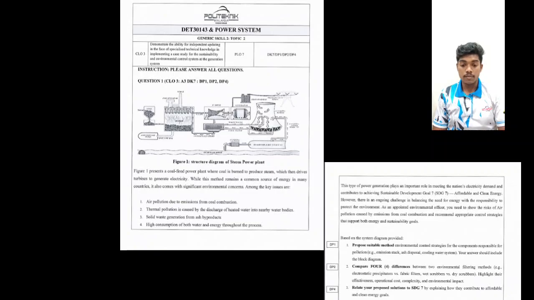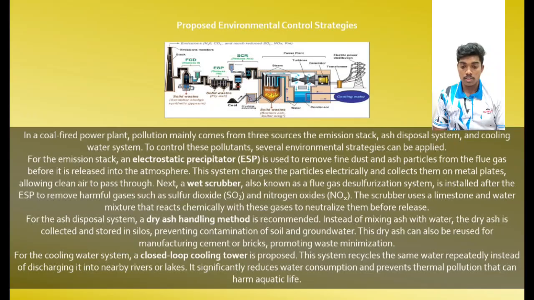So for today, we have three questions to be discussed, and I'm going to answer the first question, which is to propose suitable environmental control strategies for the components responsible for pollution. As you can see, this is my slide of the answer. In a coal-fired power plant, pollution mainly comes from three sources: the emission stack, the ash disposal system, and the cooling water system. To control these pollutants, several environmental strategies can be applied.